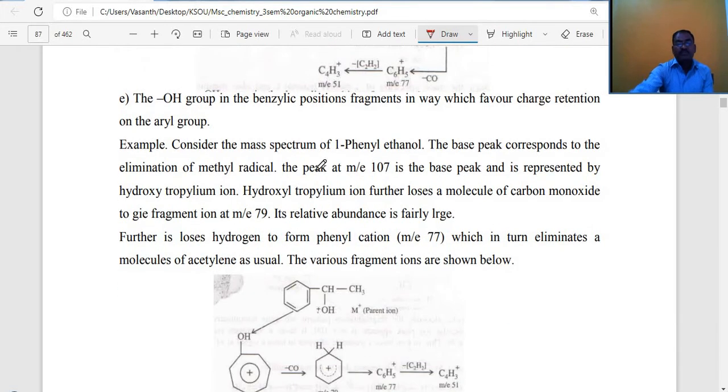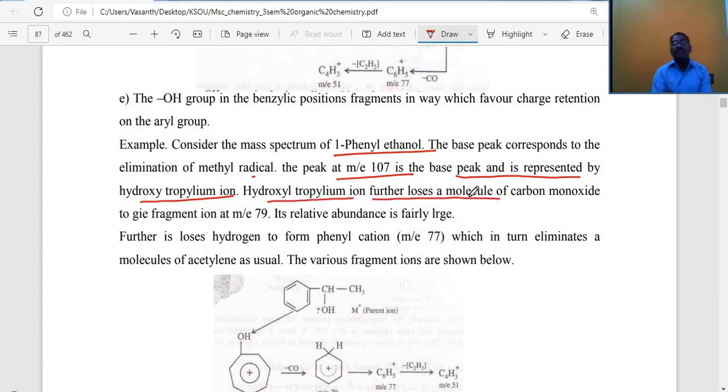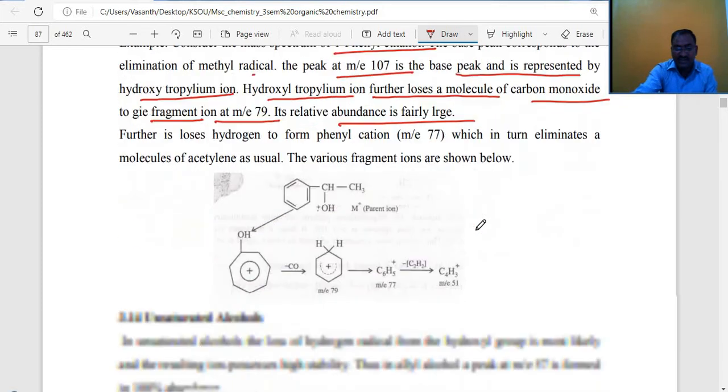For example, the mass spectrum of 1-phenylethanol is shown here. The base peak, at 107, corresponds to the elimination of a methyl radical and represents the hydroxytropylium ion. The hydroxytropylium ion further loses a molecule of carbon monoxide to give an ion fragment at m/e 79. Its relative abundance is fairly large.